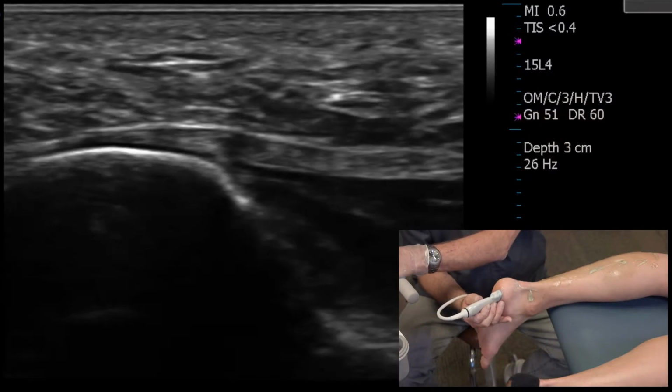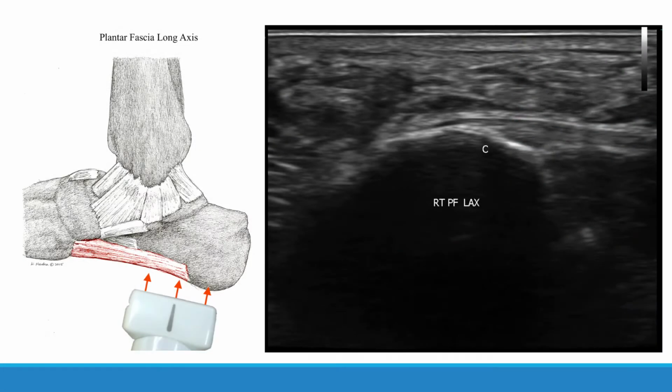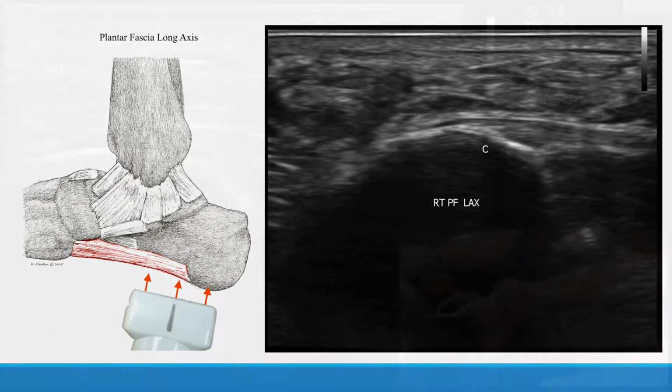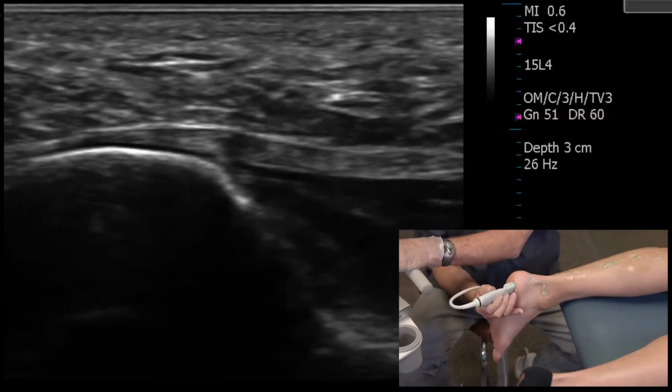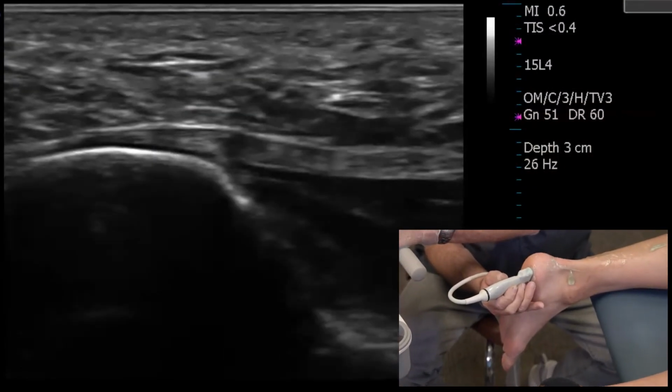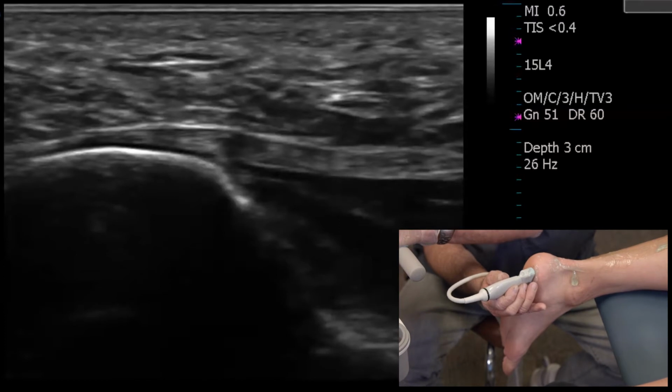Begin now with the posterior evaluation of the foot. We start with the plantar fascia. Of course, the plantar fascia is easily seen if we begin on the medial aspect of the calcaneus. The reason for that is that it's the thickest part of the plantar fascia, so it's easily defined.